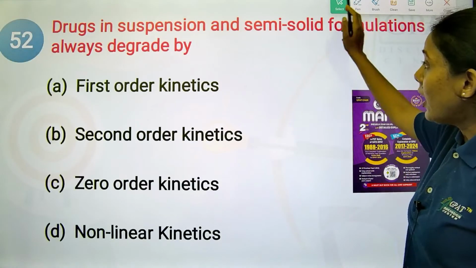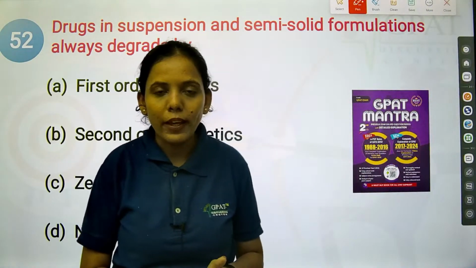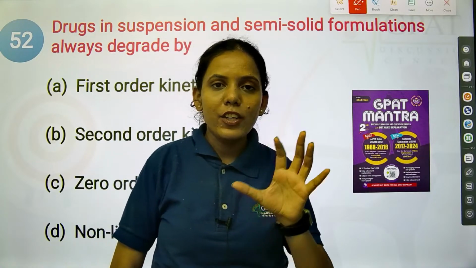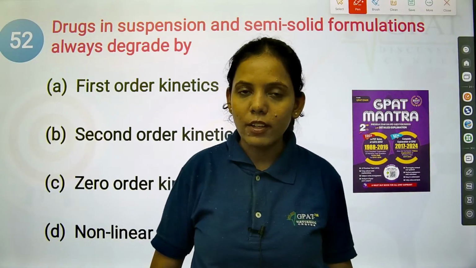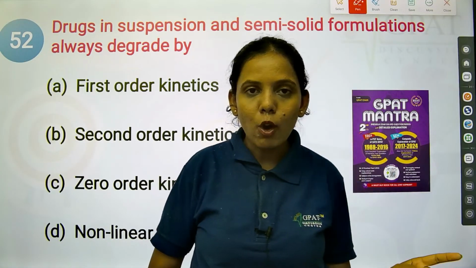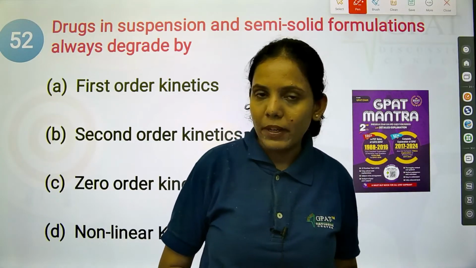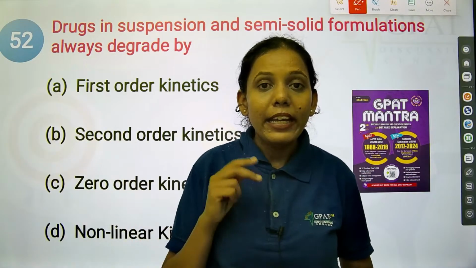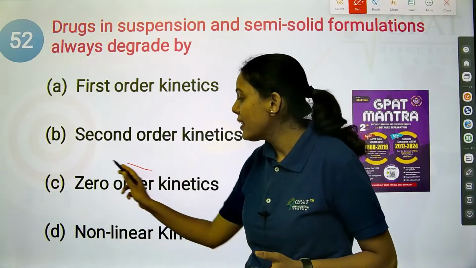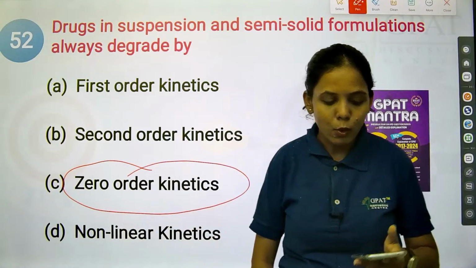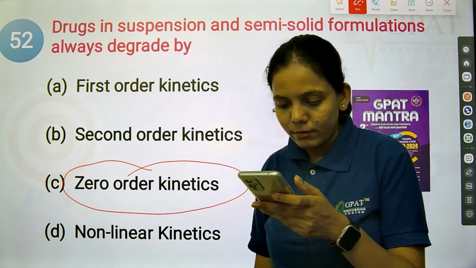Okay. Drugs in suspension and semi-solid formulation always degrade by which kinetics? Generally the rate of degradation in the suspension or the semi-solid does not depend upon the initial concentration. When it depends upon initial concentration, then we call it first order kinetics. But here it does not depend. It will degrade on its own, irrespective of the initial concentration. And when such a reaction happens, we call it zero order kinetics. Very important, zero order kinetics.